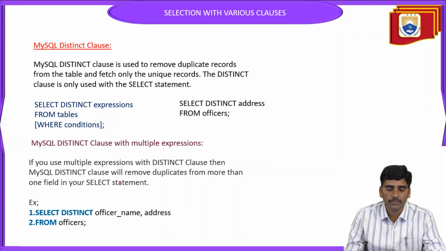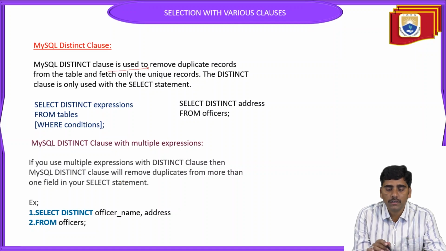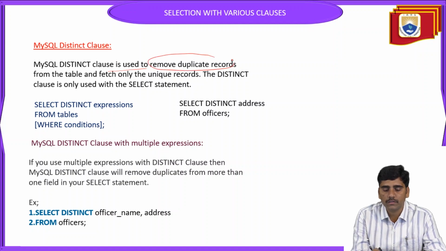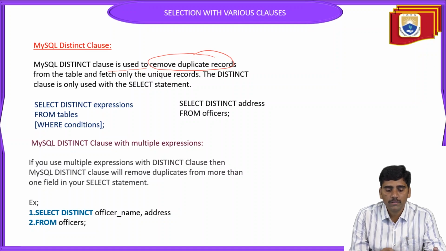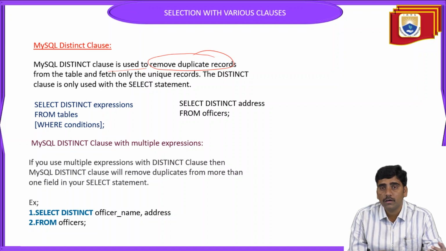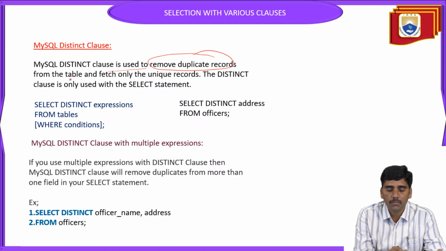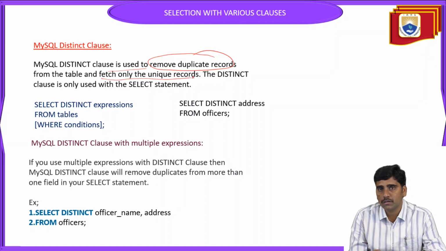MySQL DISTINCT clause. The MySQL DISTINCT clause is used to remove duplicate records. In the AND condition or OR condition, we can retrieve the values, but we can display the duplicates also. But if you want to display only the unique or distinct values, we need to use this DISTINCT clause. So the MySQL DISTINCT clause is used to remove duplicate records from the table and fetch only the unique records.